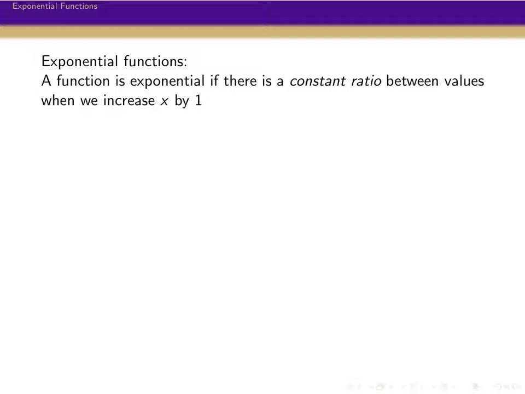Okay, so the change for exponential functions is that instead of a constant difference when we increase x by 1, we're going to have a constant ratio in the y values when we increase x by 1. So for this one, instead of having a common difference of 2, we have a common ratio between two values equal to 2. So it still starts at (0, 3), and then the next one is (1, 6).